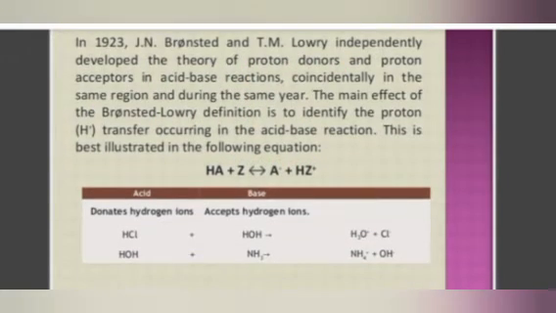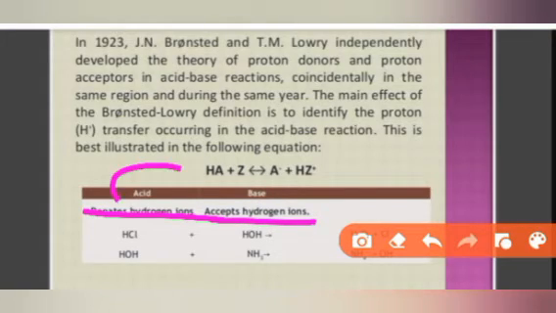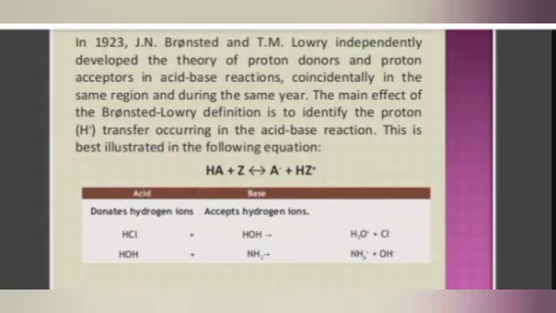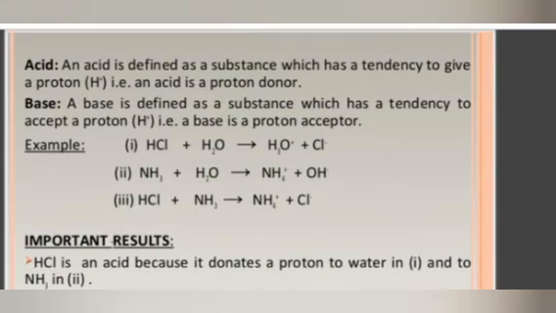Acids are those which donate hydrogen ion, and bases are those which accept hydrogen ion. It means that a proton donor is called acid and a proton acceptor is called base. Here HCl donates H and H2O gains H. So this is the simple definition of Bronsted-Lowry. An acid is defined as a substance which has a tendency to give a proton. An acid is a proton donor. Very simple. A base is defined as a substance which has a tendency to accept a proton. So a base is a proton acceptor.